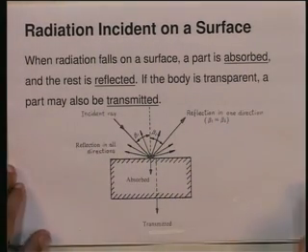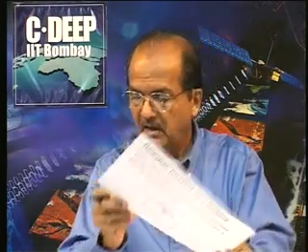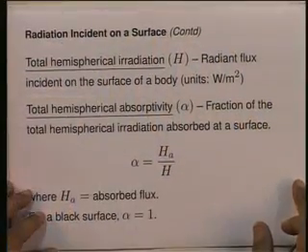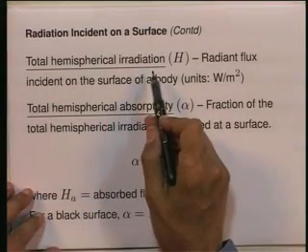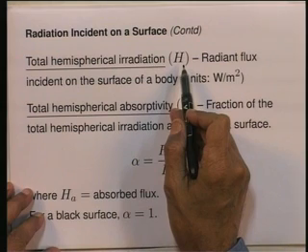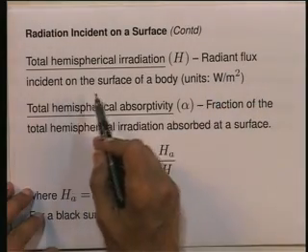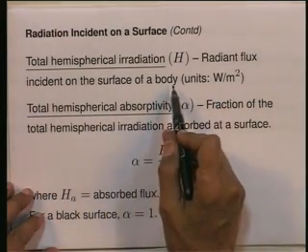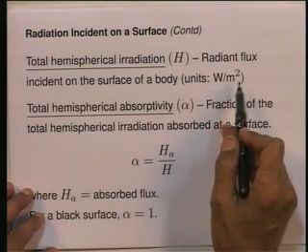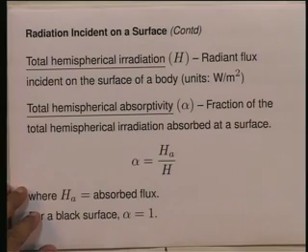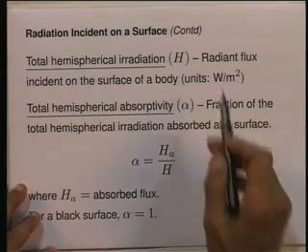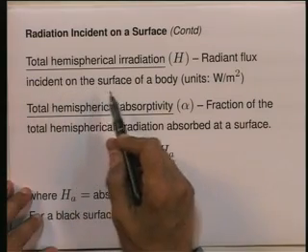Okay. So, we are now going to define some terms concerned with radiation incident on a surface. The first term which we are going to define is the following. We define a term called the total hemispherical irradiation, H. We define it as the radiant flux incident on the surface of a body. The units of it would be watts per meter squared.